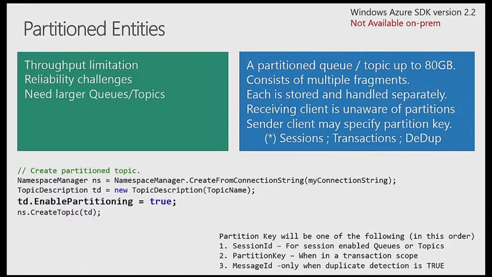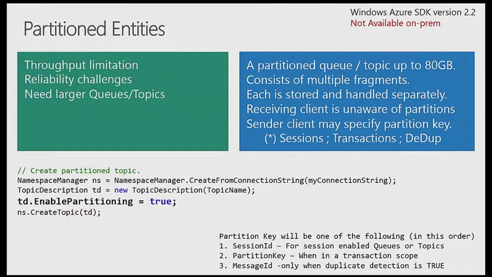But what you're getting is, first, a bigger queue. For each queue and topic, we support up to 5 GB of size. But if you have 16 partitions, you can get up to 80 GB. And the sender and the receiver are completely agnostic to this partitioning. So the sender sends to the topic, and the receiver receives from a subscription. They don't know, they don't care that those are partitioned across 16 fragments, 16 databases.